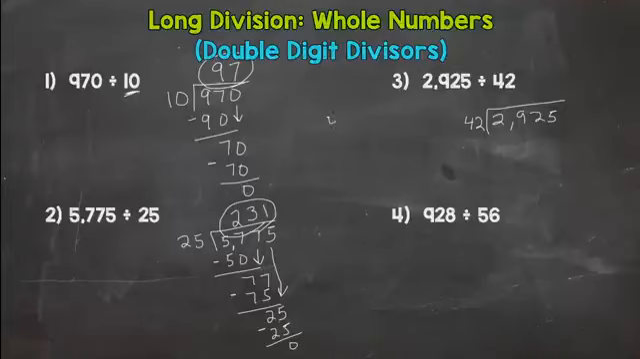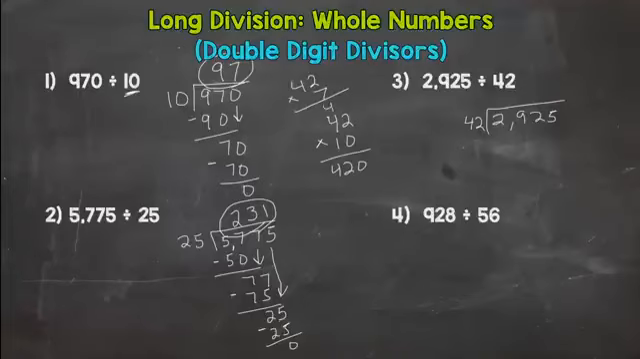I always start with thinking, okay, I know 42 times 10 is 420. That's way too high, right? I need 292, as close to 292 as I can get, but still under. So I'm going to try 42 times 7. Let's see what we get.